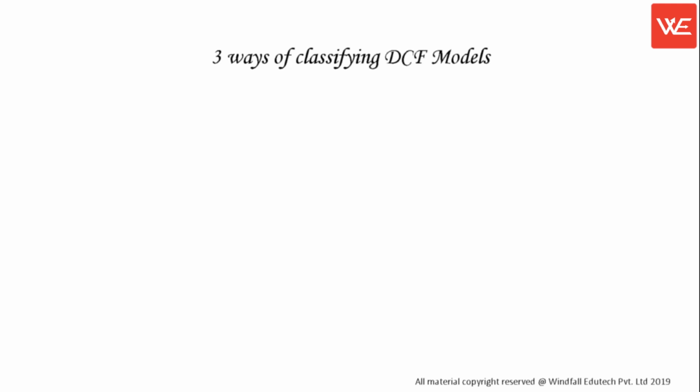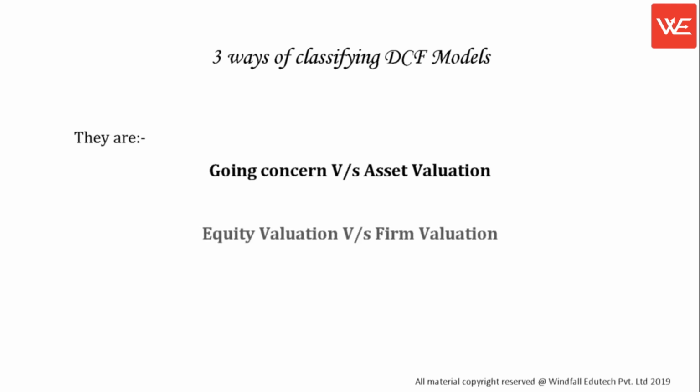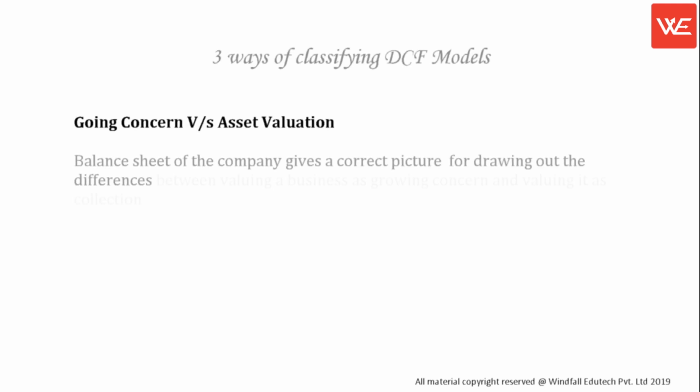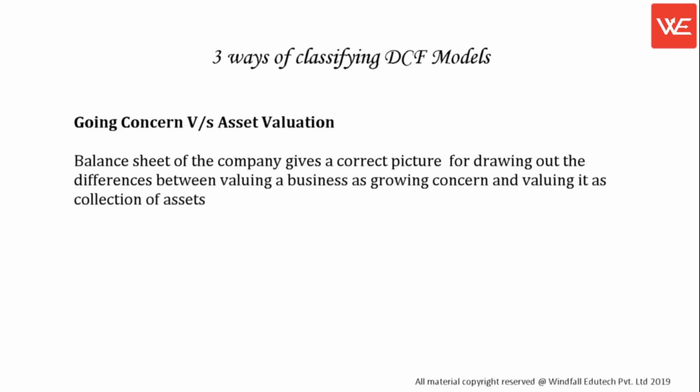Three ways of classifying DCF models. They are: going concern versus asset valuation, equity valuation versus firm valuation, and DCF model variance. Going concern versus asset valuation. The balance sheet of the company gives a correct picture for drawing out the differences between valuing a business as a going concern and valuing it as a collection of assets.